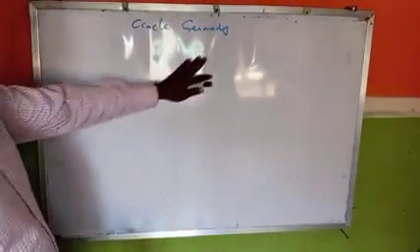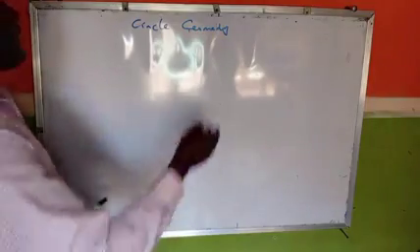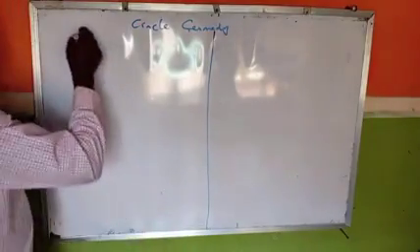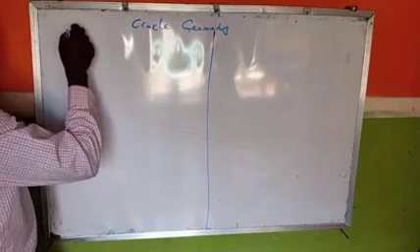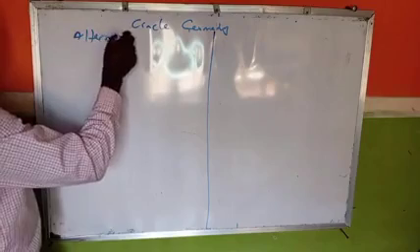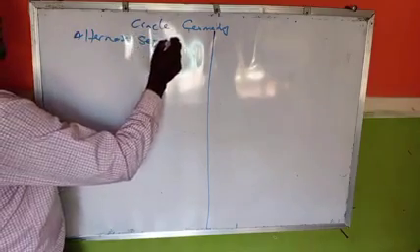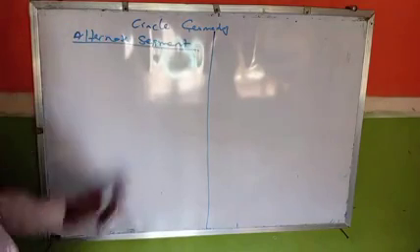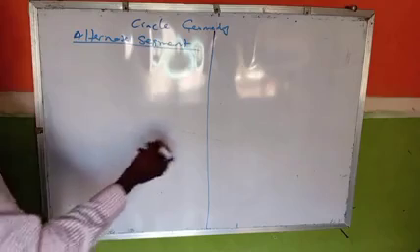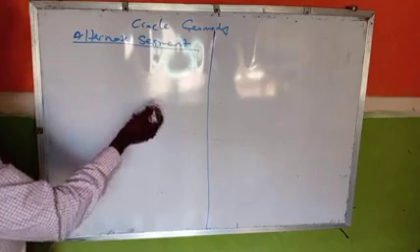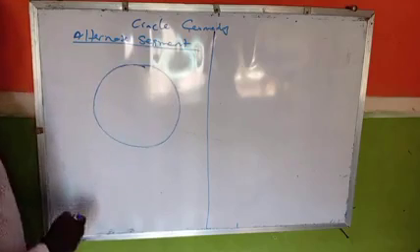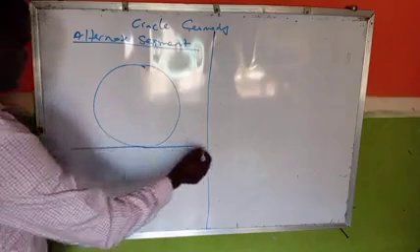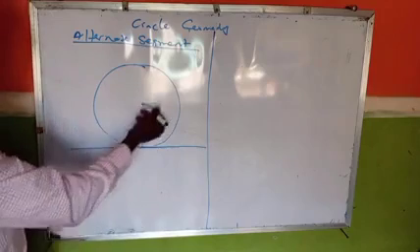So just follow again. Here we want to prove another theorem which we call alternate segments. Now here you have alternate segments. I told you about segment the other time. Now here you have a circle. Then in the circle there is a tangent. This is what you call a tangent, a line that touches the circle.